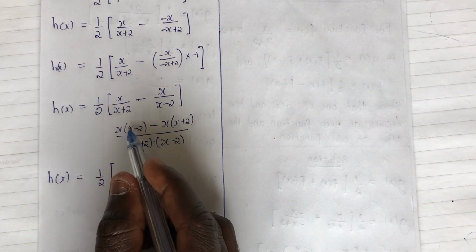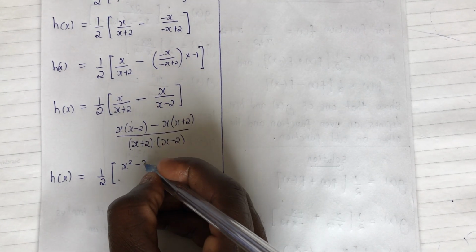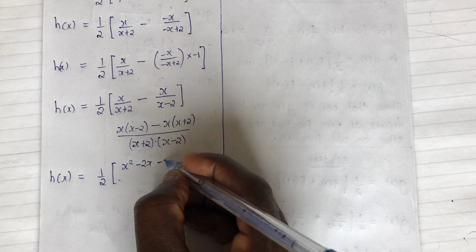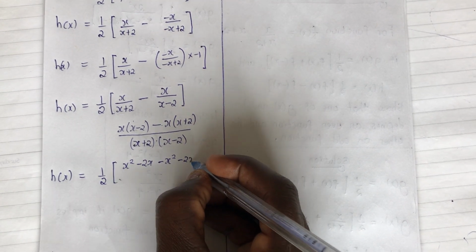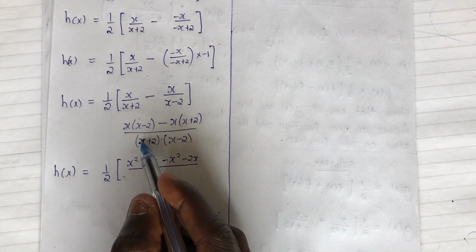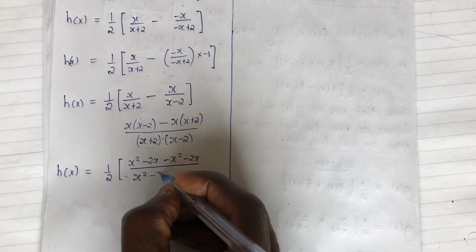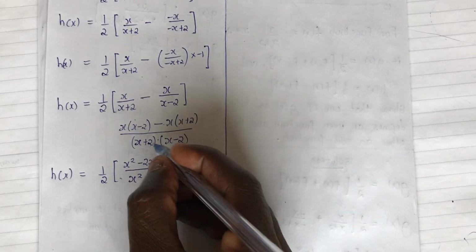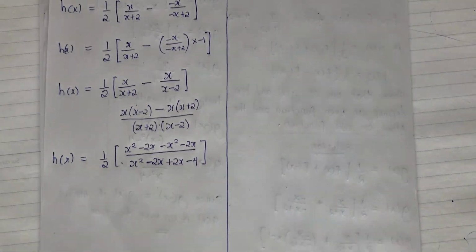But let me just expand. X times x will give me what? X squared. X times this will give me minus 2x. Then minus x times this will give me minus x squared, minus x times 2 will give me minus 2x. So the result all over, let's expand this one: x times x will give me x squared, x times this minus 2x, 2 times x plus 2x, 2 times minus 2 gives us minus 4. So that is what we have.